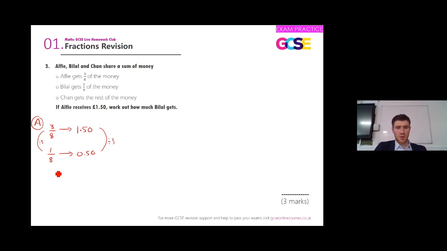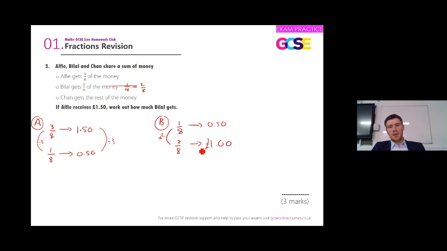And there's a few things you can do here that will work. One, you could jump straight to Bilal's amount of money. If you know that 1/4, and I am going to use equal signs now, is equal to 2/8, then you'll be able to work this out very quickly. Bilal gets 2/8, doesn't he? So 1/8 is 50p. Bilal gets 2/8. We're scaling up by doubling it. He gets £1. That would be one way of working this out.